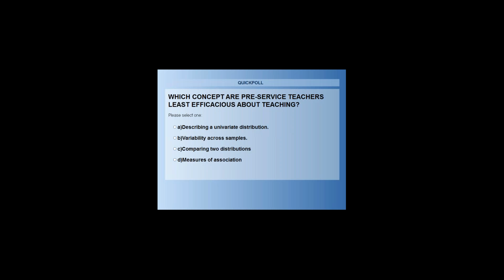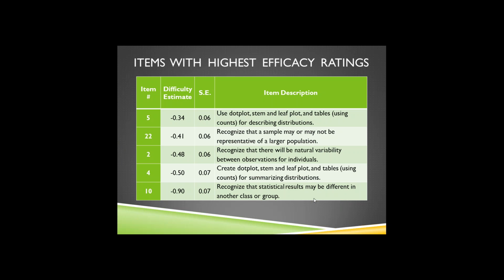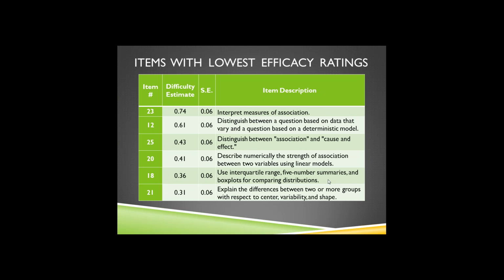Okay, so we have about 9% said describing a univariate distribution, 55% said variability across samples, 9% said comparing two distributions, and 27% said measures of association. So out of the options, the last 3 were actually ones that pre-service teachers felt less efficacious about, where they had a hard time rating with a 6. But out of those, measures of association was the most difficult. So if you look up here, we see a difficulty estimate of 0.74. So that was the hardest item for them to rate with a 6.